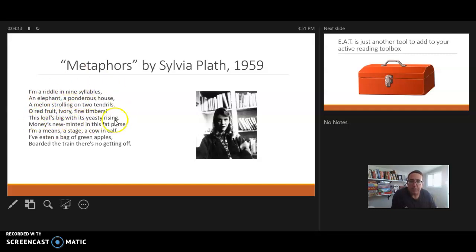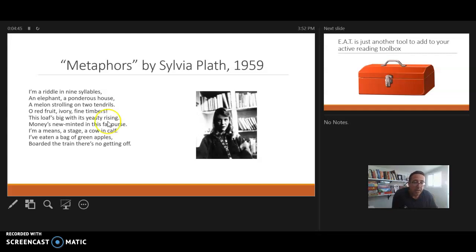This loaf's big with its yeasty rising, okay, so we're starting to get a pattern here in the metaphors, right? Elephant, a big house, a melon, they're kind of round, big things. The loaf is rising. Money is new minted, so new money in this fat purse. So again, this image of bigness. And then it kind of shifts a bit here. I'm a means, a stage, a cow and calf. And this is where she gets pretty blatant with what's going on, a cow and calf. That just means a cow giving birth to a baby cow, right?